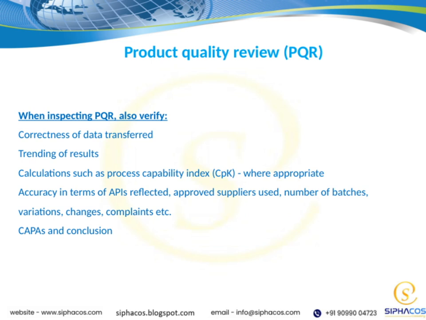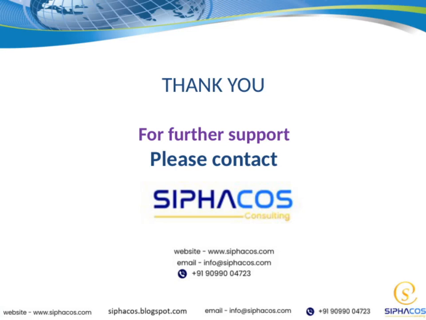Additionally, we need to assess the accuracy of reflected data, including APIs used, approved suppliers, the number of batches produced, variations observed, changes implemented, and any complaints received. All these elements contribute to a comprehensive understanding of product quality. Finally, we review CAPAs, corrective and preventive actions, and draw conclusions based on all these findings. This thorough review of the PQR allows us to maintain high standards, identify areas for improvement, and ensure consistent product quality across all processes.